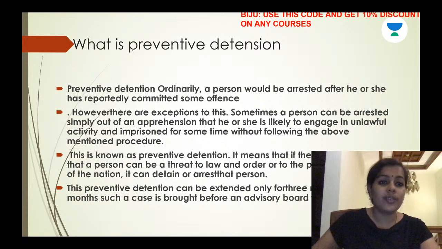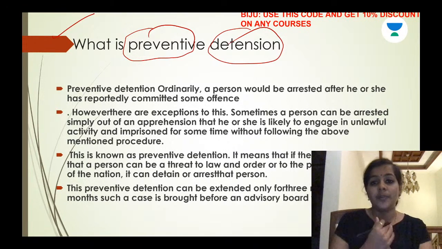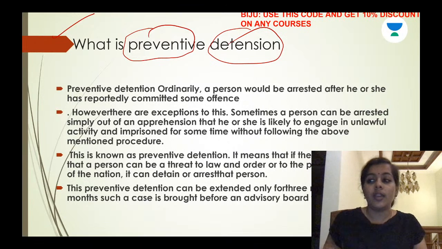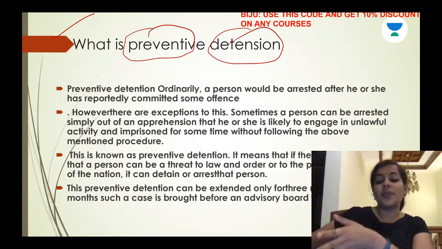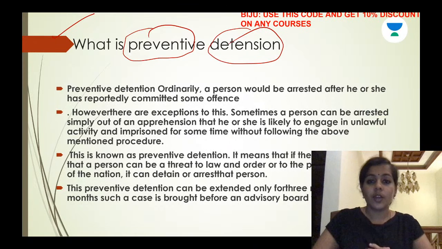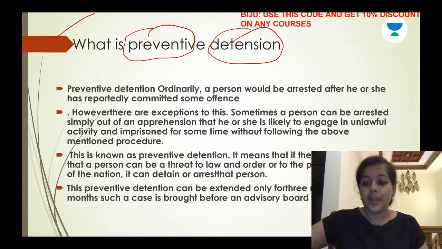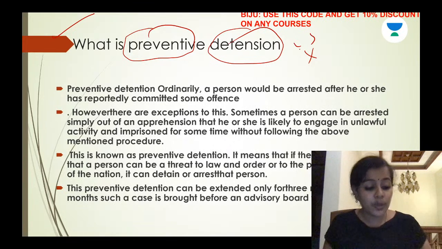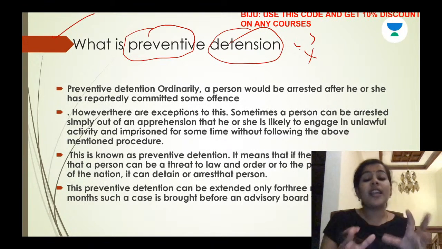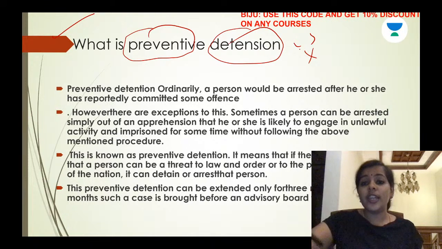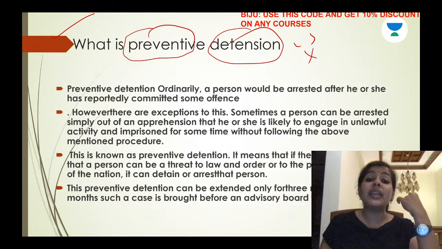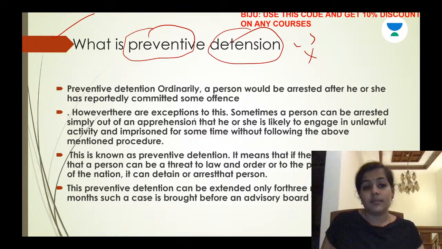And now we are going to discuss preventive detention. What do you mean by the term preventive detention? You can arrest a person, let it be X or Y. You can arrest a person X if the state feels that, if the court feels that, if you leave that person free, he can commit a crime. In that case, preventive detention is applied.